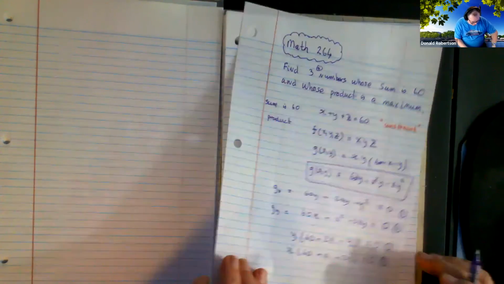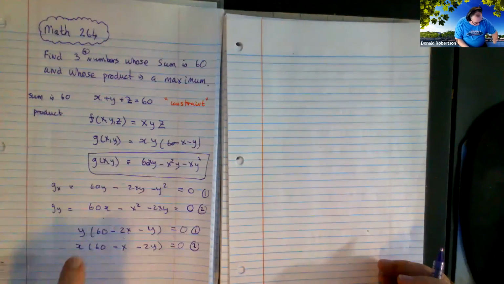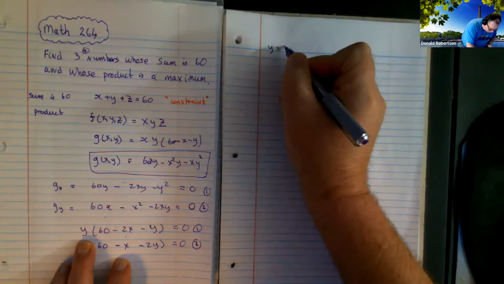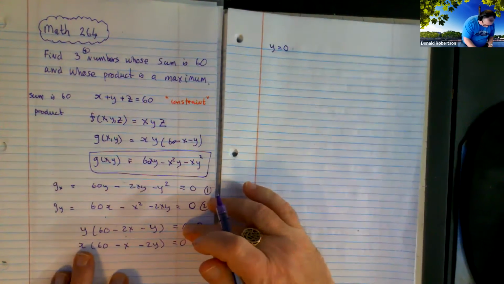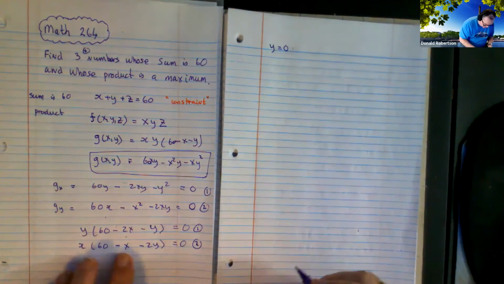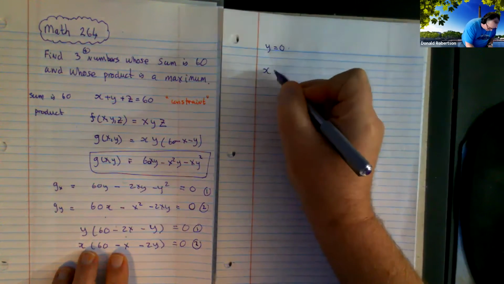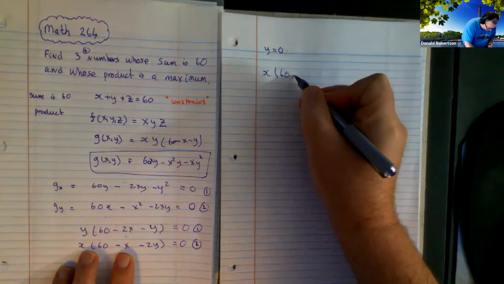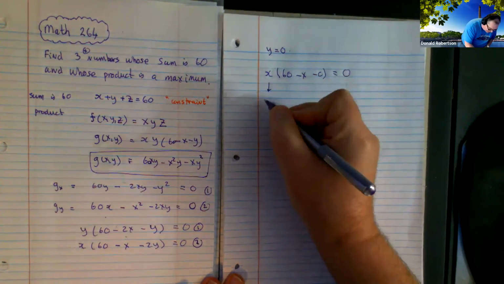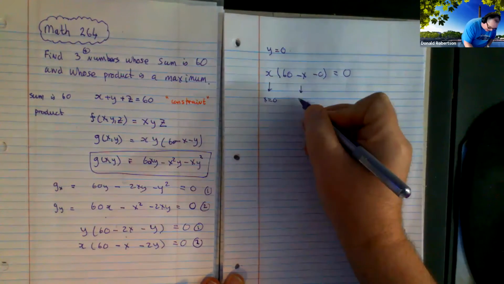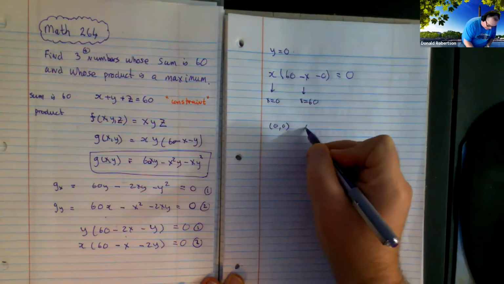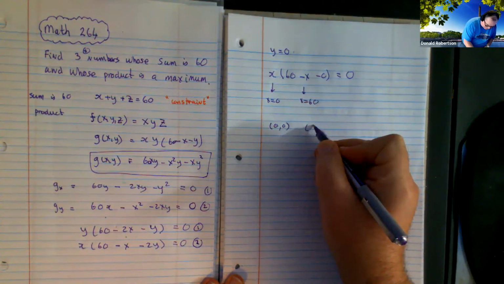We're trying to find values of x and y that make both these expressions 0 at the same time. So I'm going to go for, well, if y equals 0, this will work. And if you plug y equals 0 into here, what do we get? We get x times 60 take away x take away 0 is equal to 0. And so x could be 0 and x could be 60. That gives me critical numbers of (0, 0), and what would that other one be?